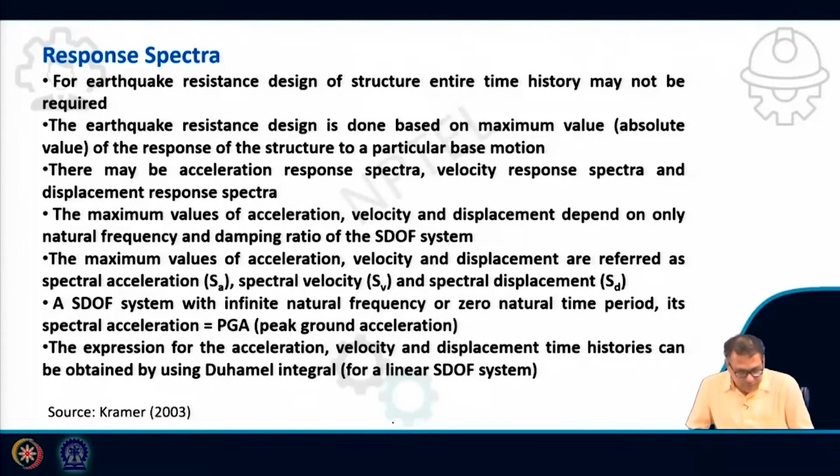For a single degree of freedom system with infinite natural frequency or zero natural time period, its response spectrum will be equal to the peak ground acceleration. That means when T is equal to 0, frequency is infinite, because frequency is 1 by T. In that case, your spectral acceleration will be equal to PGA, or peak ground acceleration, sometimes called PHA.